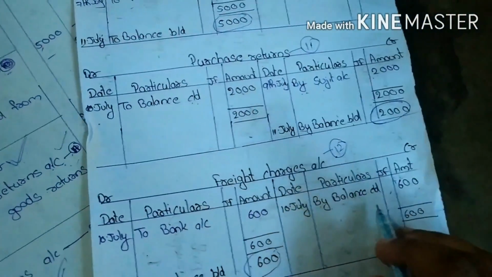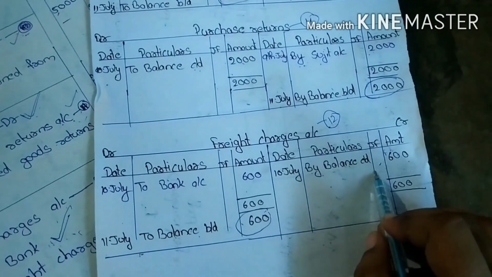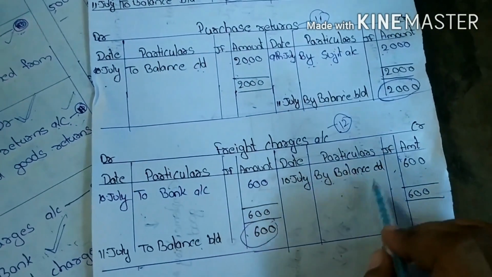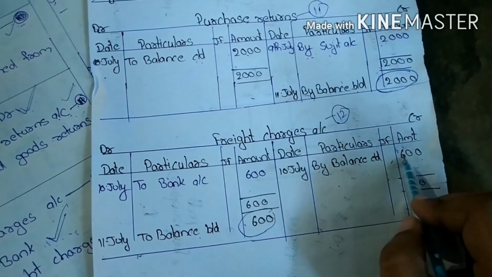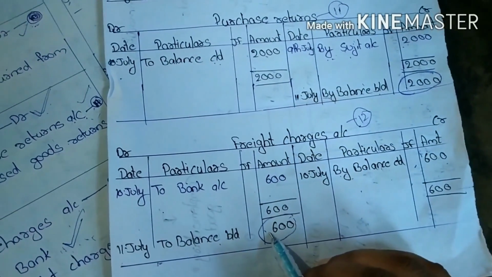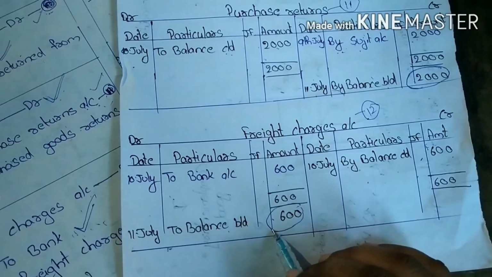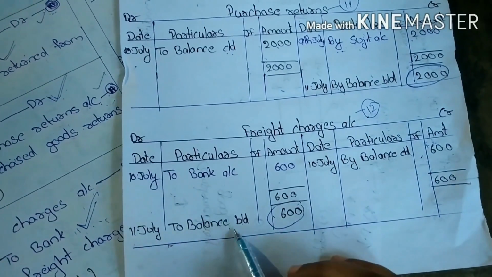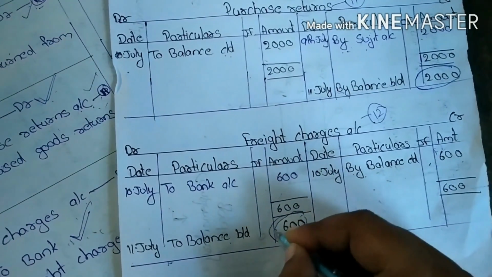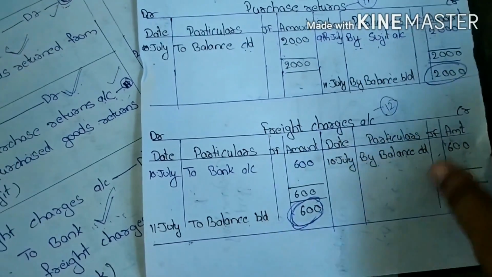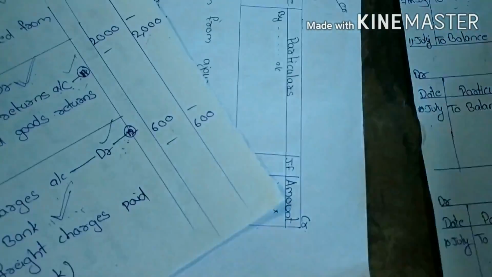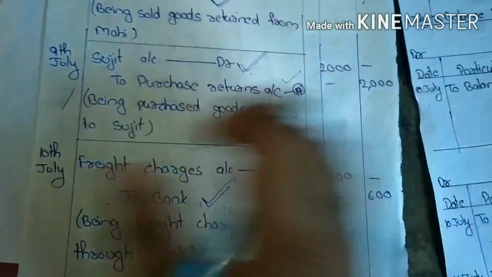So here also the debit is high when compared to credit. So the difference should be written as by balance carried on 600. It should be brought down to next day, 11th July, to balance brought down. So this is the freight charges balance. Okay. So here all the 12 accounts should be completed.